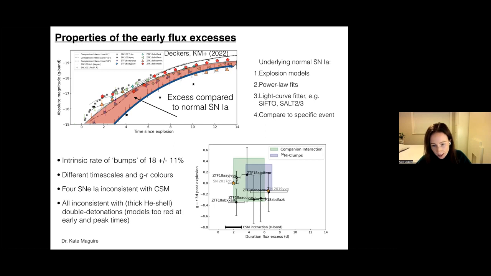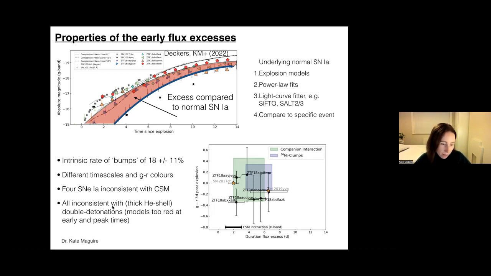And so you can see some of the models are consistent with circumstellar interaction. And there's quite a lot of overlap in this parameter space, so this color versus time scale. But some of the objects, so these four black points over here, are inconsistent with the CSM interaction model. So it's hard to tell. As Abby showed, you do need the spectra as well. So that's something we're trying to look into now.